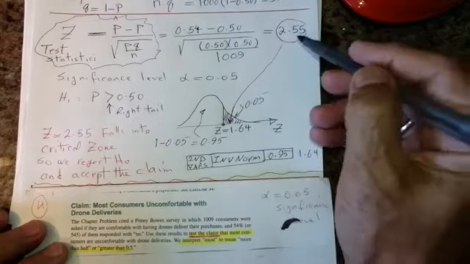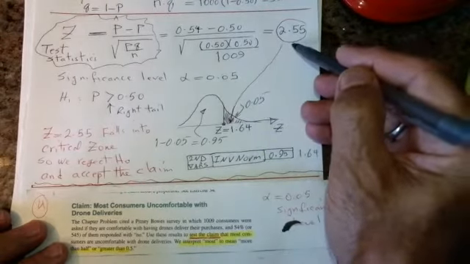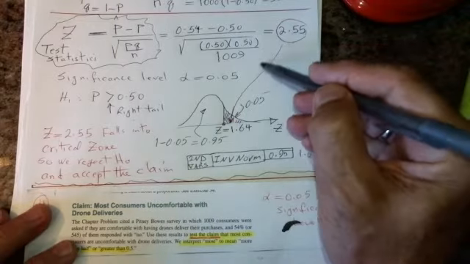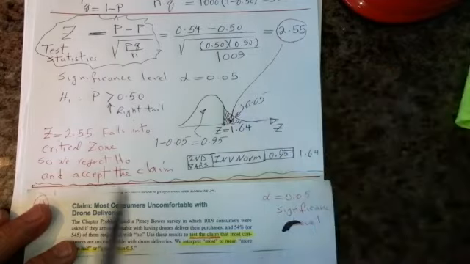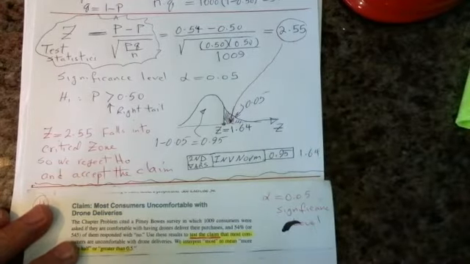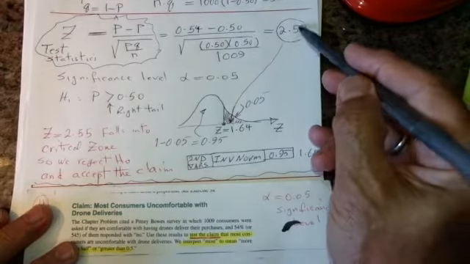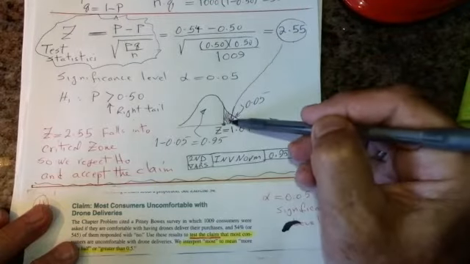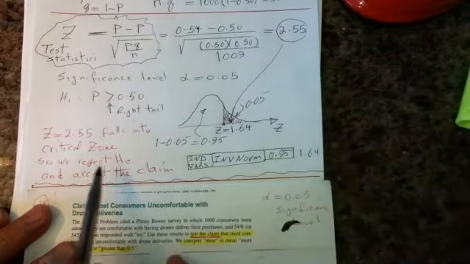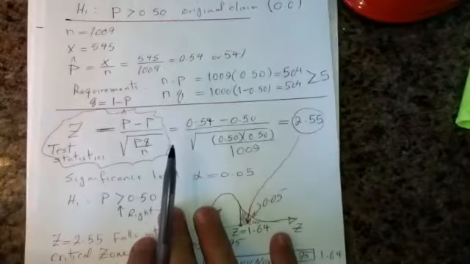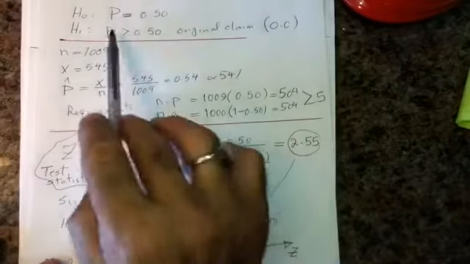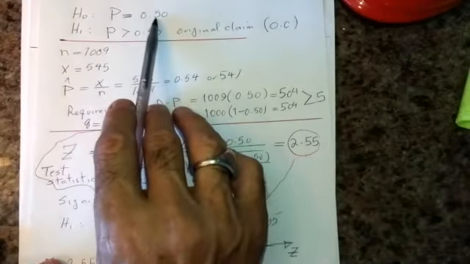Now, this 2.55, which you find through the calculation, if that falls into the critical area, you always reject H0. Eventually you get to memorize that. If the number through the calculations falls into the critical area, then you reject H0 and therefore you accept the claim. So here, we accept the claim and reject H0.